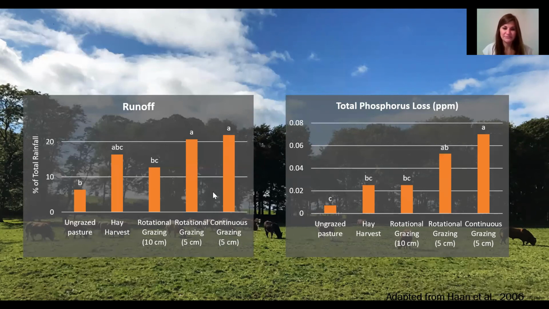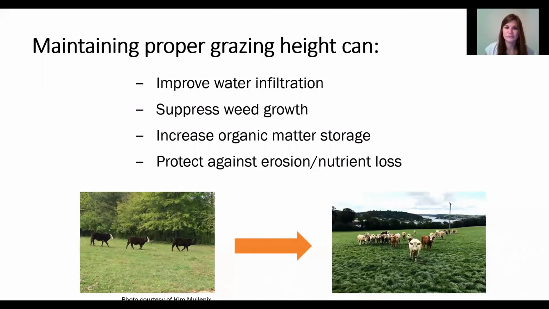So you'll see that for rotational grazing and continuous grazing, I can't remember exactly what forage this was in, but this was an overgrazed scenario where overgrazing resulted in a greater percentage of total rainfall running off, as well as a greater amount of phosphorus loss from your system. So the best way to avoid this is through improving your grazing management, using rotational grazing, and preventing overgrazing in pastures.